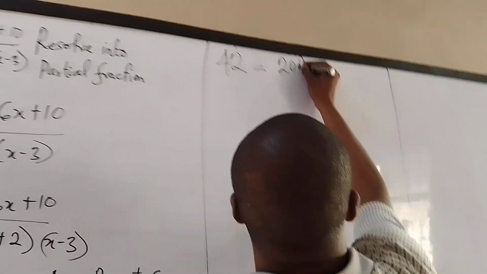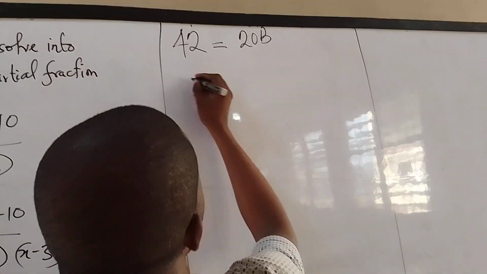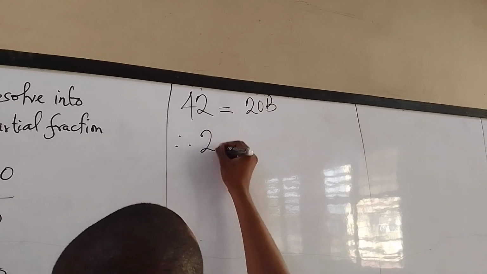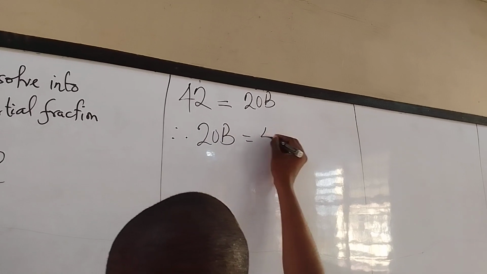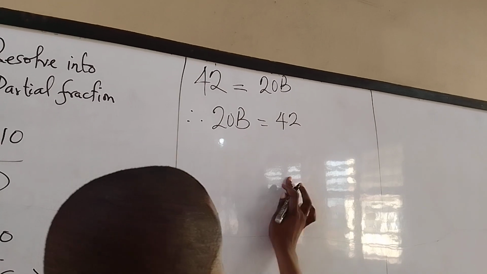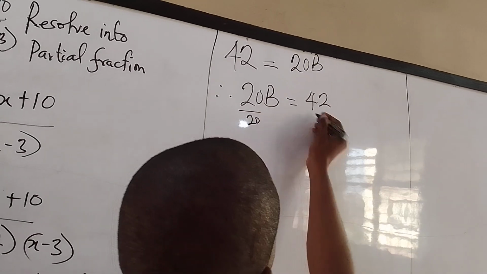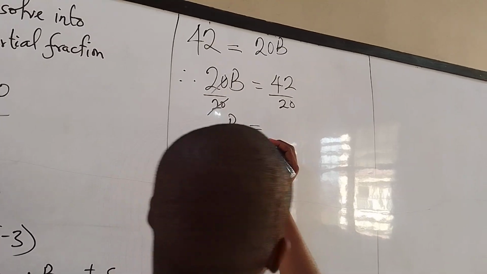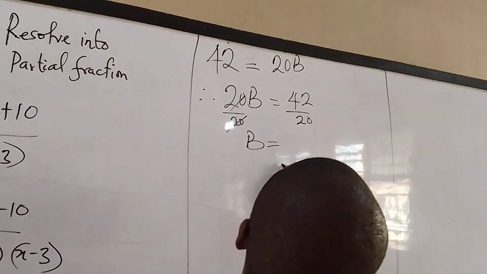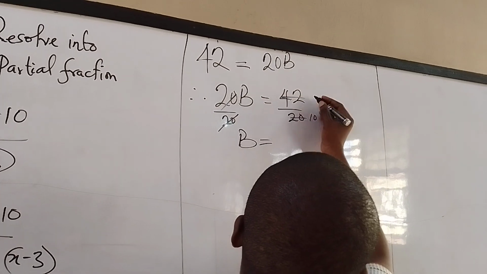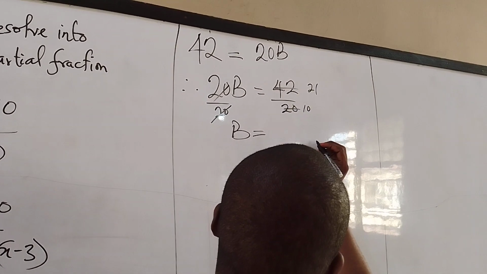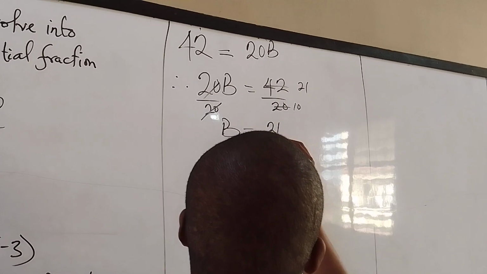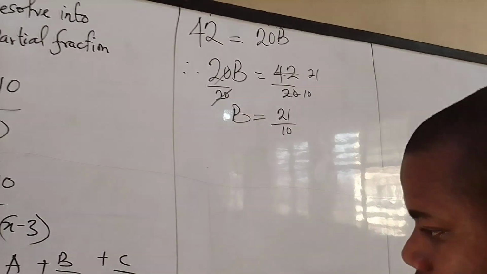20B. I can interchange it by saying therefore 20B is equal to 42. Still the same thing. So we divide both sides by 20. 20 cancels out. B is equal to what? 2 here, 10. 2 here, 21. Are we together? Yes. So we have 21 over 10.